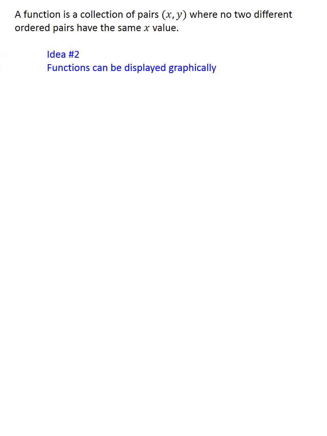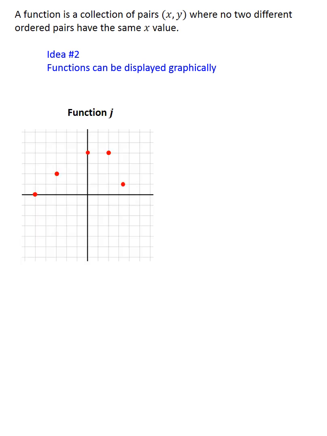Idea number 2. Functions can be displayed graphically. I'll show you a couple of examples. First, here's a function that I've decided to call j for no particular reason. And notice that it has 5 points on this graph. Well, if a function is a collection of pairs, but each point on a graph is an x and y pair, then this is essentially just another way to represent a function. By the way, it's the same as if I listed out the ordered pairs that were on this graph.